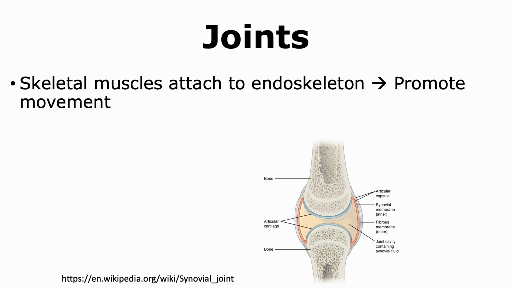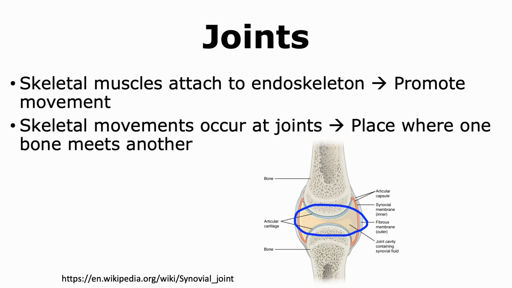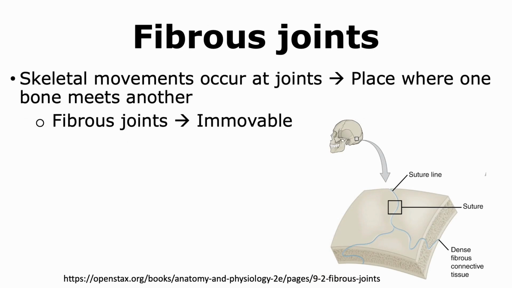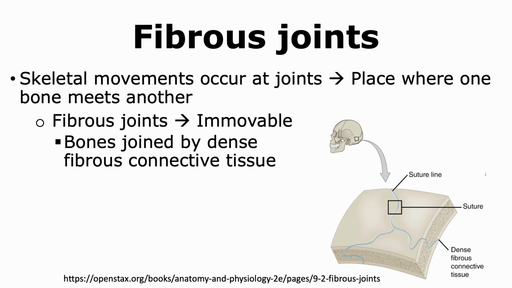Skeletal muscle tissues present in the animal attach to the endoskeleton in order to promote movement. These movements occur in regions called joints, which is the place where one bone meets another, if we are considering an animal that has bone as its endoskeleton. In the case of vertebrates that have bones, there are different types of joints. A fibrous joint is an immovable joint where the bones are joined together by dense fibrous connective tissue. Since the connective tissue is very dense, it doesn't allow the bones to move, and hence it is an immovable joint.